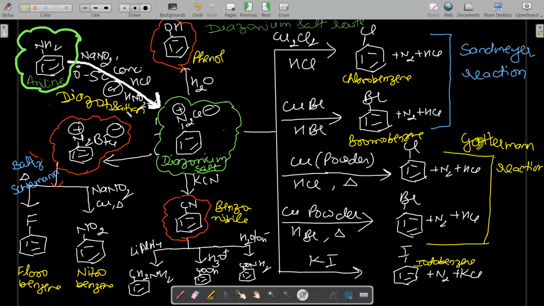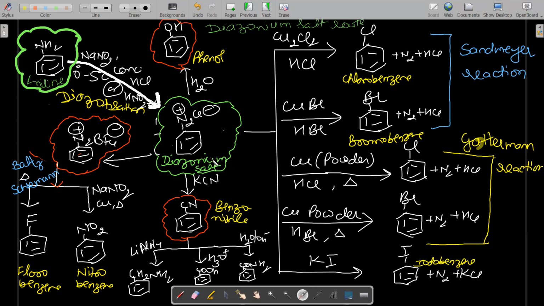Suppose you have to convert aniline to chlorobenzene. If any conversion is from aniline to a new functional group, you have to remove nitrogen and get the new functional group. Remember, this is always carried out by the diazotization reaction, or by the diazonium salt. Aniline is always first converted into the diazonium salt, and then you can get any functional group using a suitable reagent. I hope it is clear.